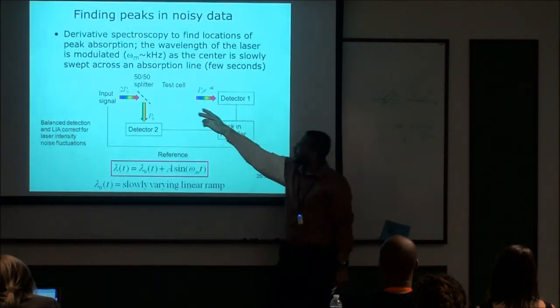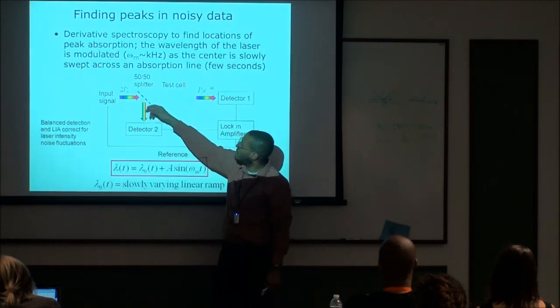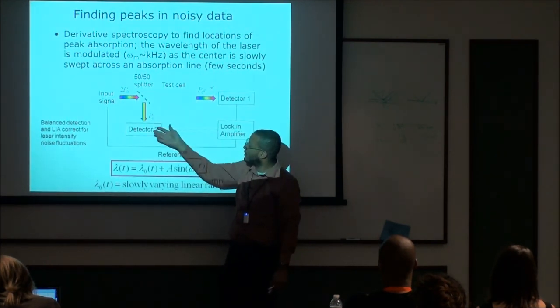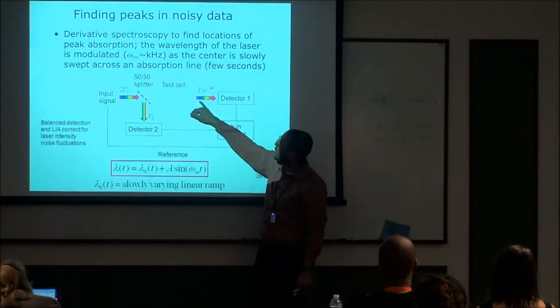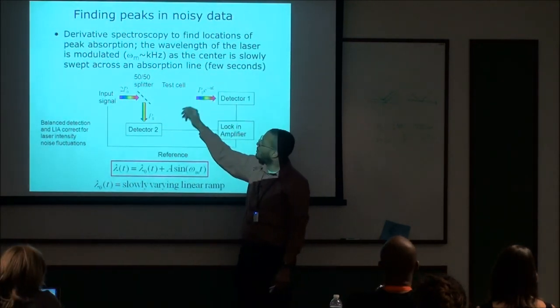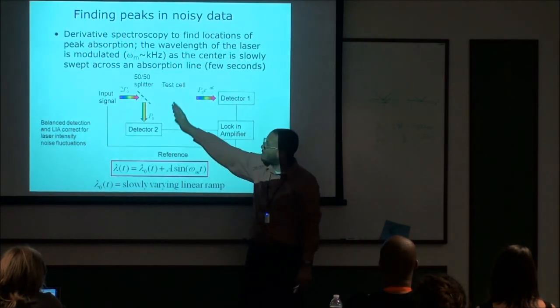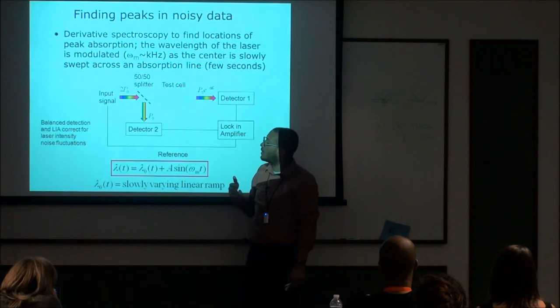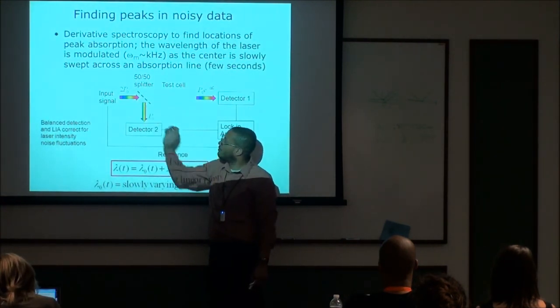So my setup looks like this. I have my test cell here. I send in the signal. Again, I'm going to split half and half. The first detector is just going to tell me how much power I'm putting in. The second detector is going to tell me what's being absorbed. But now I'm changing the wavelength that I'm sending in. So I don't have a chopper in this picture because I'm not turning on and off the laser. I have a CW laser, but I'm varying the frequency.